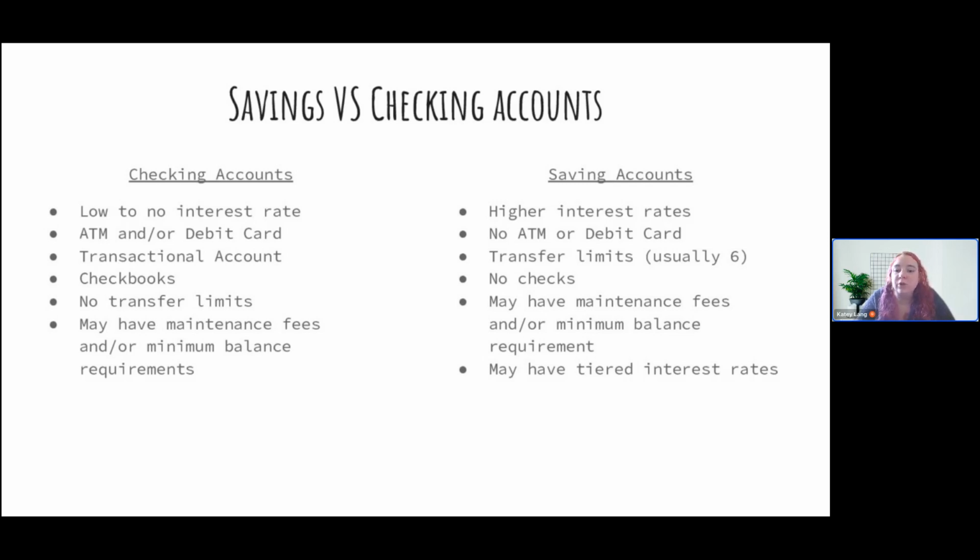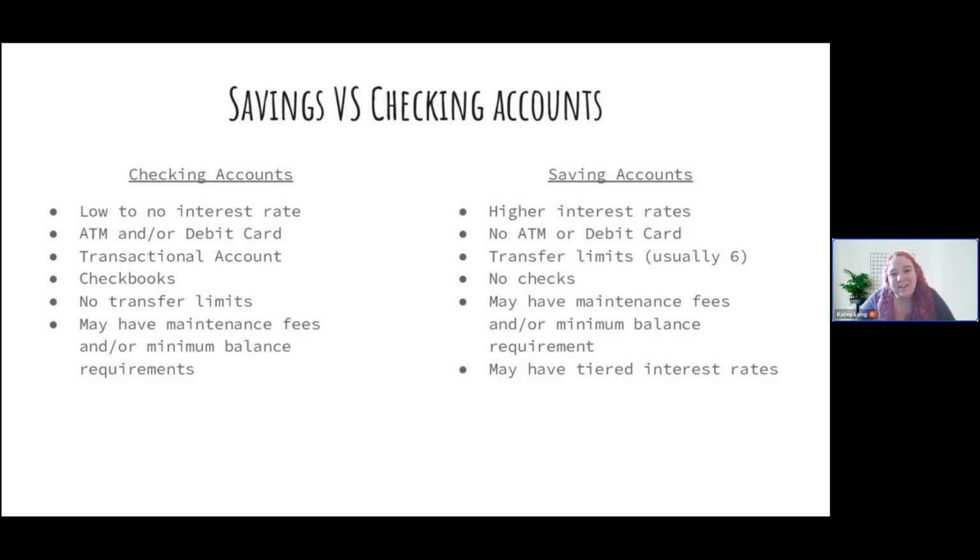So there's usually no transfer limits. Typically it comes with a checkbook, or you have the option to order a checkbook. And then there may be maintenance fees and or a minimum balance requirement. Occasionally these can be waived if you meet that minimum balance requirement. Just make sure you read those terms and conditions before you open an account.